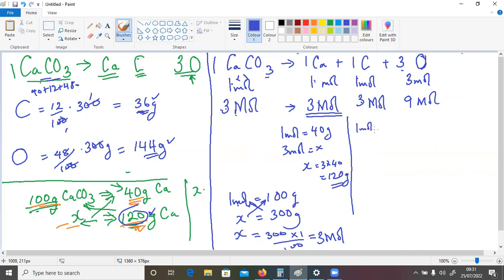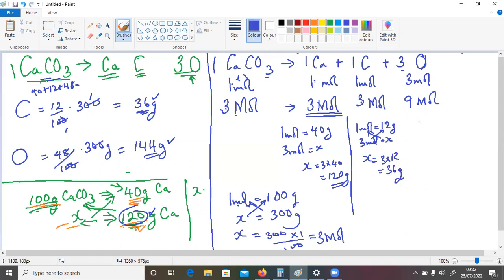I know 1 mole of carbon is equal to 12 grams. 3 moles of carbon is equal to what? X. If you do the cross multiplication, you remember, you find X is equal to 3 times 12, which will be equal to 36 grams.